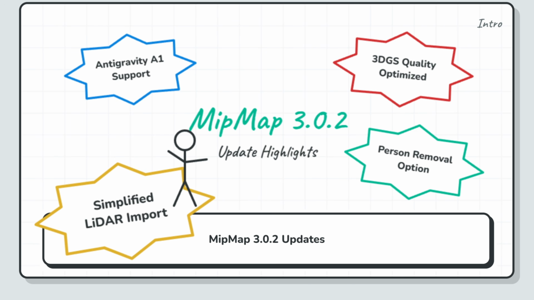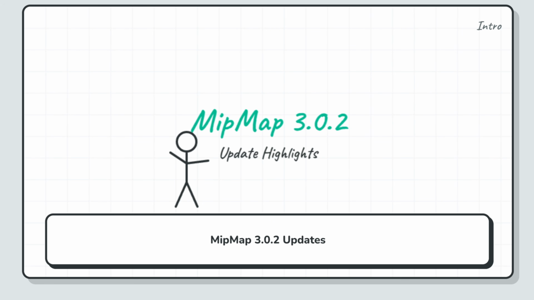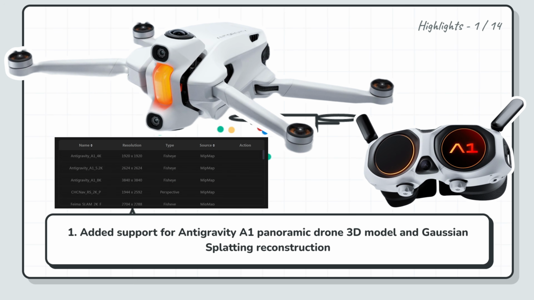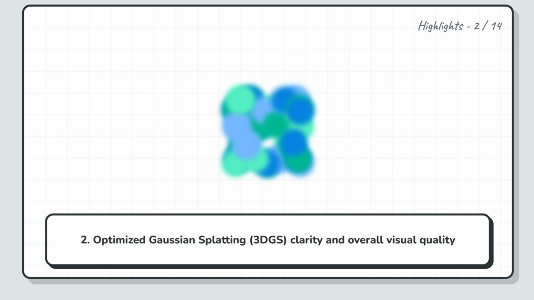Today, we're going to dive right in and take a look at the major updates and improvements waiting for you in this release. First up, we've added native support for the Antigravity A1 panoramic drone. Whether you're generating standard 3D models or Gaussian splats, the data import and processing workflow for the A1 is now incredibly simple and clear.